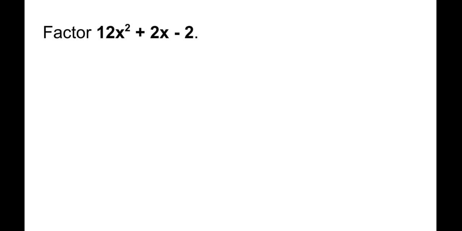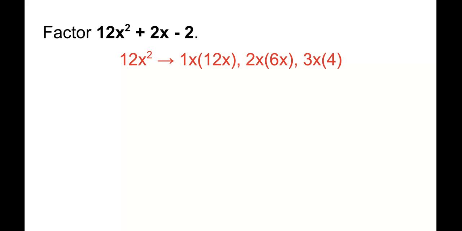Okay, let's factor this one. 12x squared plus 2x minus 2. I'm just going to go through the pieces. So the first thing I need are 12x squared factors. So that's 1 times x, 12 times x. You'll notice, I'm not going to do that yet, but you'll notice it's a plus 2 and a minus. That's going to kind of help me with my factors.